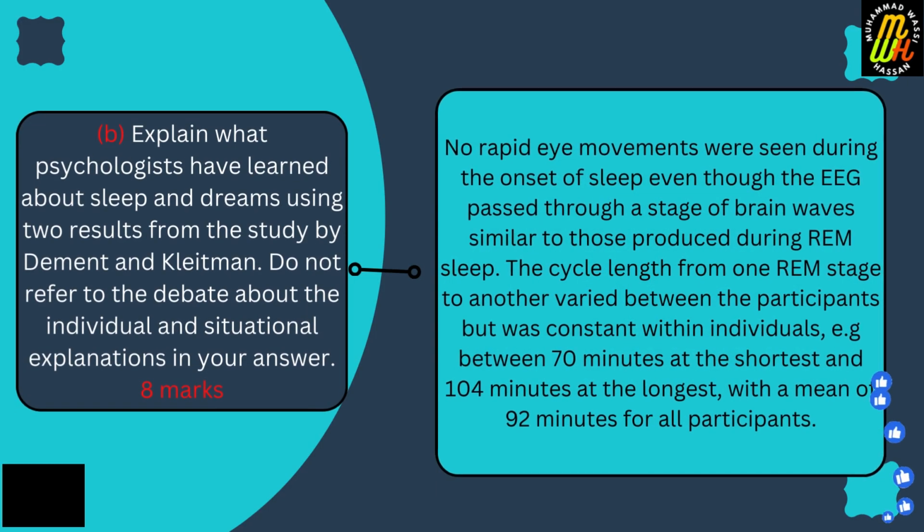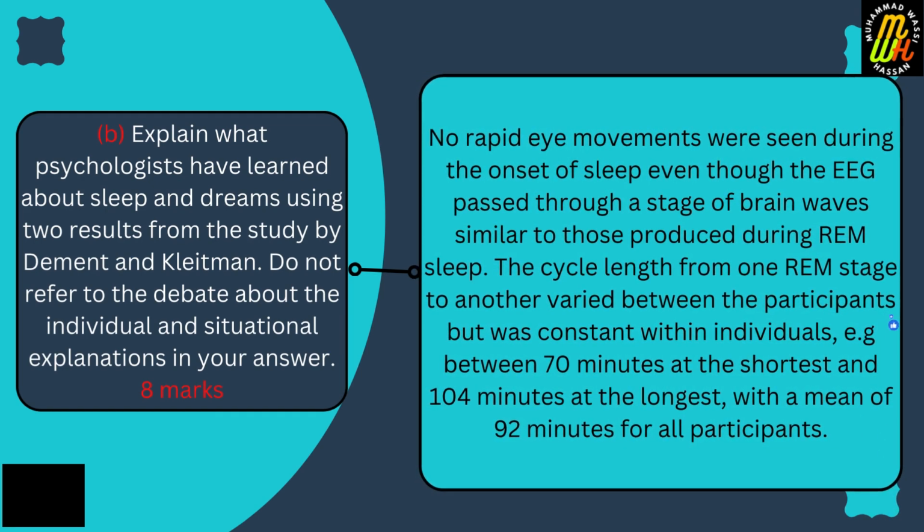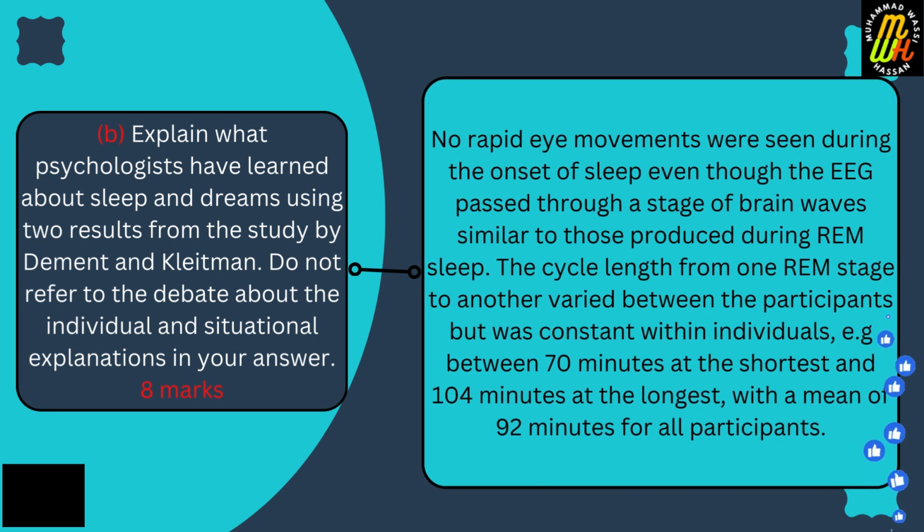B part. Explain what psychologists have learned about sleep and dreams using 2 results from the study by Dement and Kleitman. Do not refer to the debate about individual and situational explanations in your answer. 8 marks. No rapid eye movement was seen during the onset of sleep, even though the EEG passed through a stage of brain waves similar to those produced during REM sleep. The cycle length from one REM sleep stage to another varied between the participants but was constant within individuals. For example, between 70 minutes at the shortest and 104 minutes at the longest, with a mean of 92 minutes for all participants.